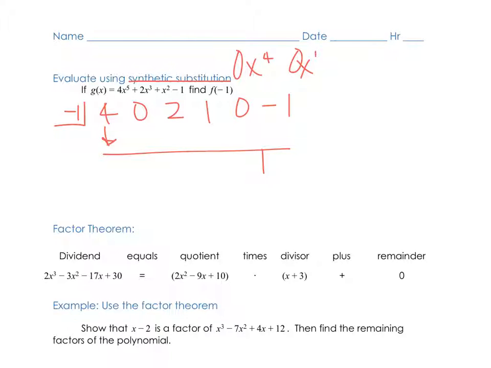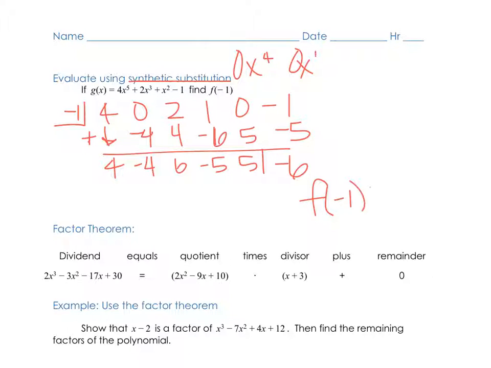So bring the 4 down. -1 times 4 is -4. 0 plus -4 is -4. -1 times -4 is 4. 2 and 4 is 6. -1 times 6 is -6. 1 and -6 is -5. -1 times -5 is 5. 0 and 5 is 5. -1 times 5 is -5. -1 and -5 is -6. So the function of -1 is equal to -6, the remainder.